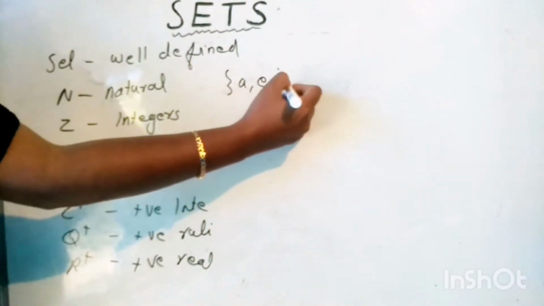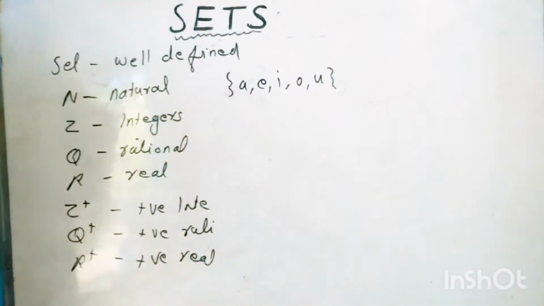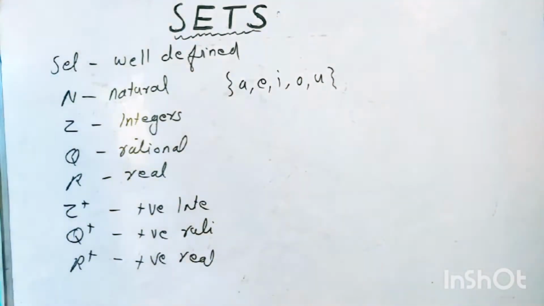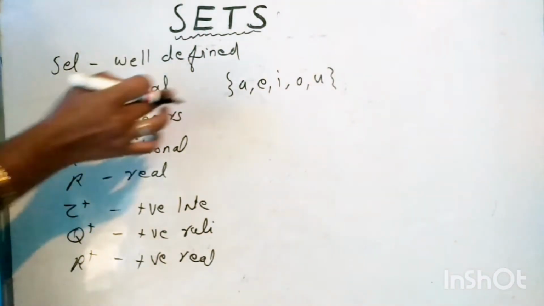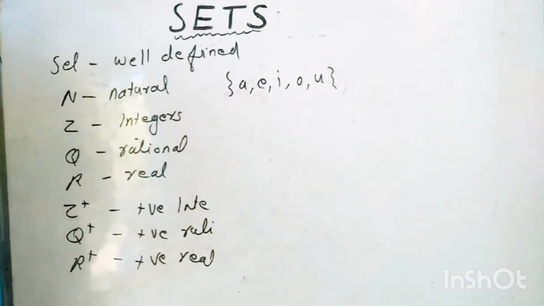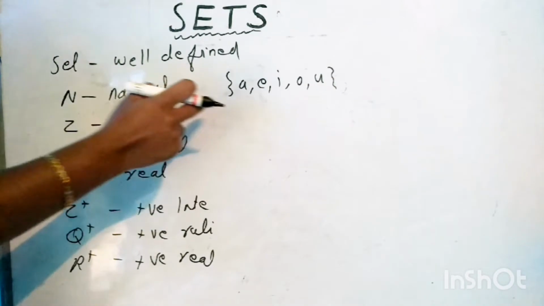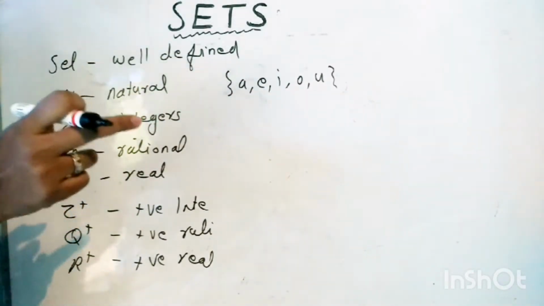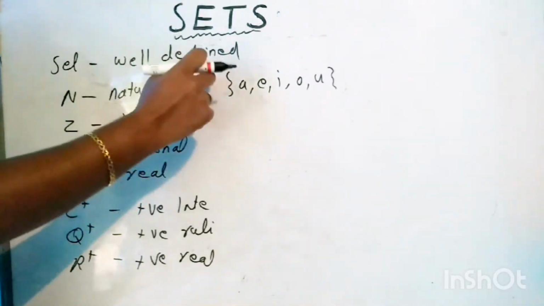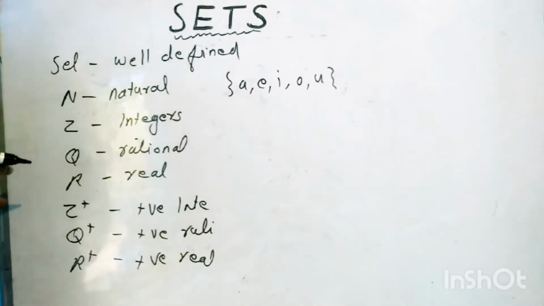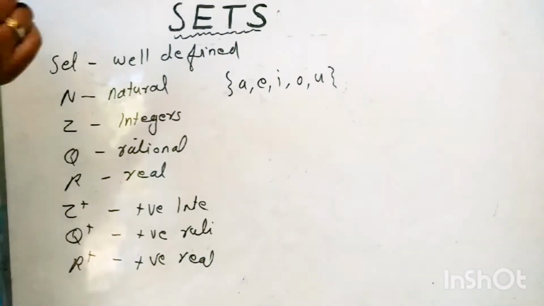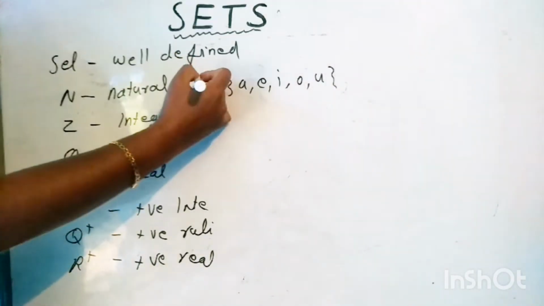A, E, I, O, U. This is also a set. We enclose all the elements of a set inside curly brackets, and we separate the elements by using commas. Usually we use capital letters to represent sets.